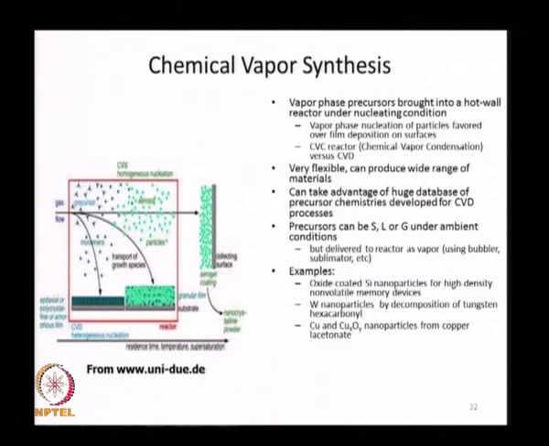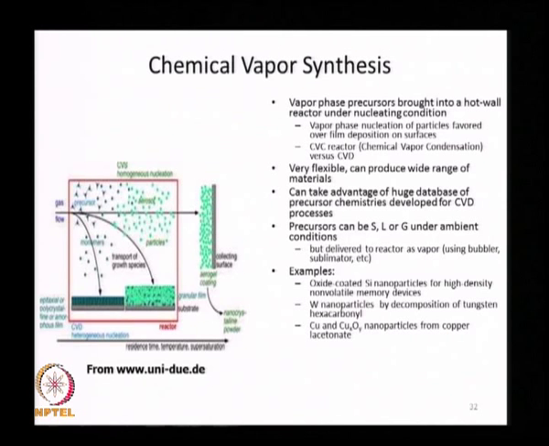Chemical vapor synthesis is probably the most widely used method to make nanoparticles in the bottom up approach. Here you take vapor phase precursors and you bring them into a hot wall reactor under nucleating conditions. So, essentially this is a reactor in which there is a target surface, but even the walls of the chamber are heated to high temperatures.